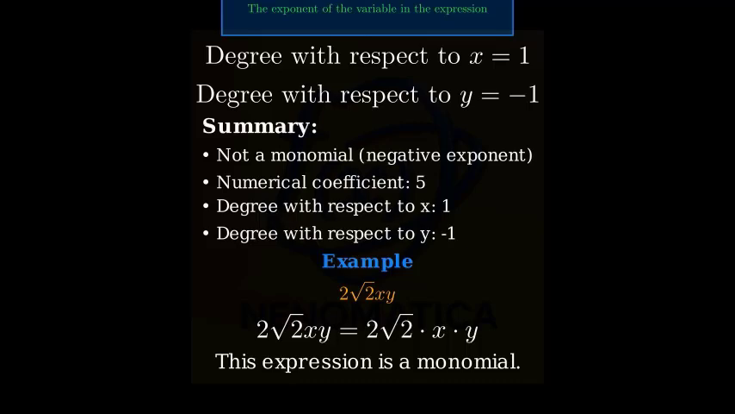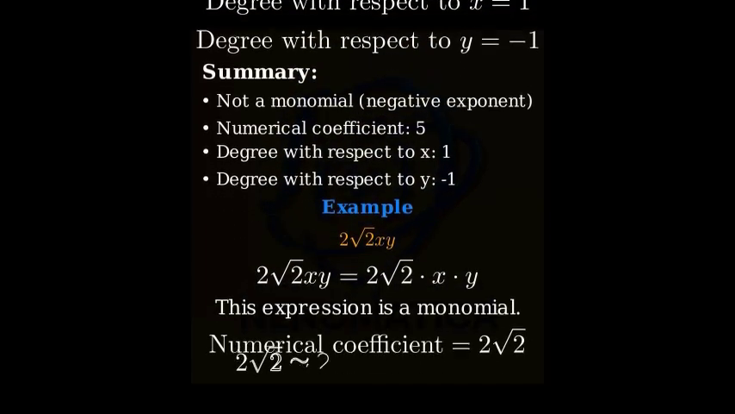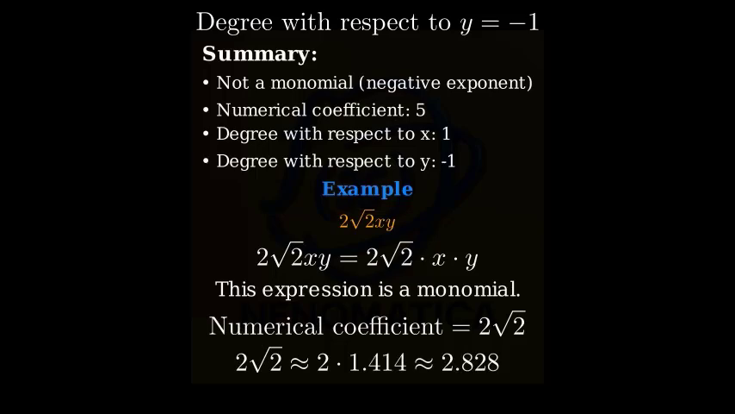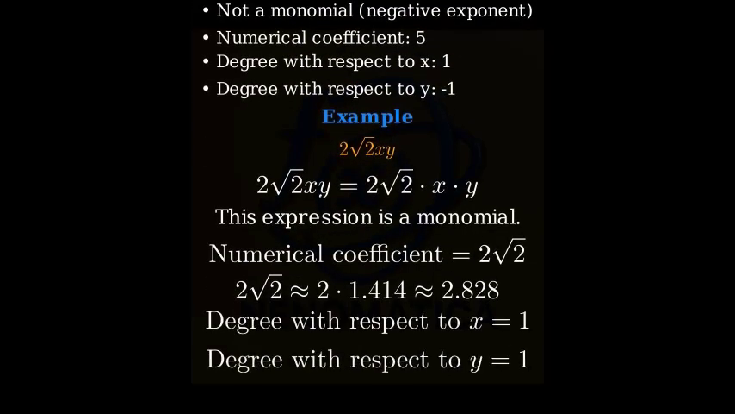Now, let's identify the numerical coefficient. The numerical coefficient is 2 square root of 2, which can be written as 2 times the square root of 2. Finally, let's determine the degrees with respect to each variable. The degree with respect to x is 1, since x appears with an exponent of 1. Similarly, the degree with respect to y is also 1.